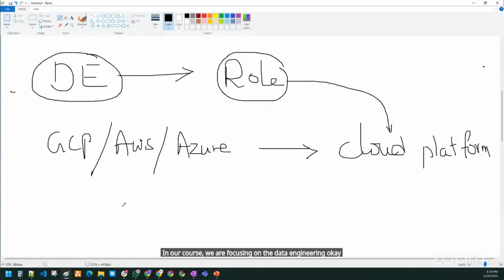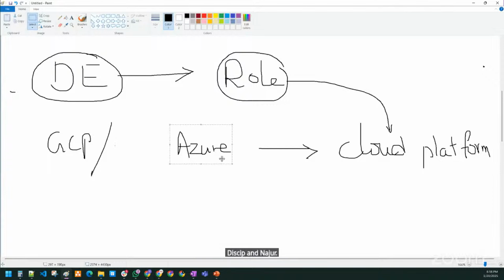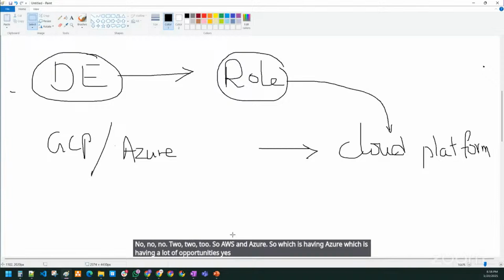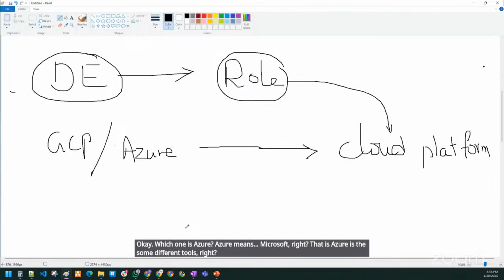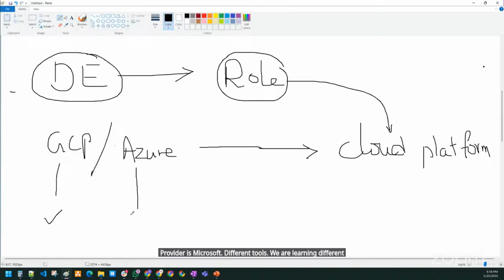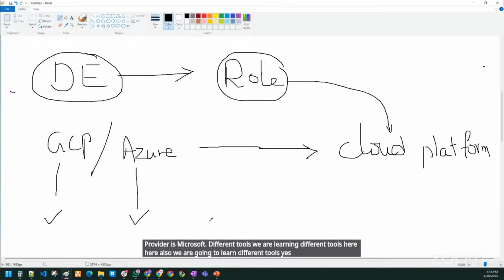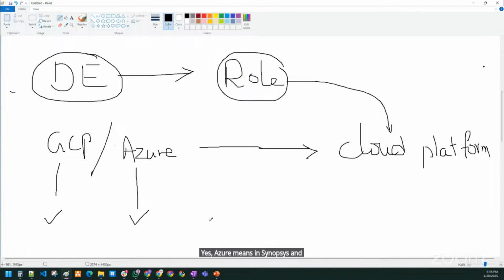You're providing GCP, AWS and Azure? Two: AWS and Azure. Which is having a lot of opportunities? Azure also is Microsoft. Different providers have different tools, and we are learning different tools here. In Azure, it's Synapse, ADLS, Data Factory, and Databricks.